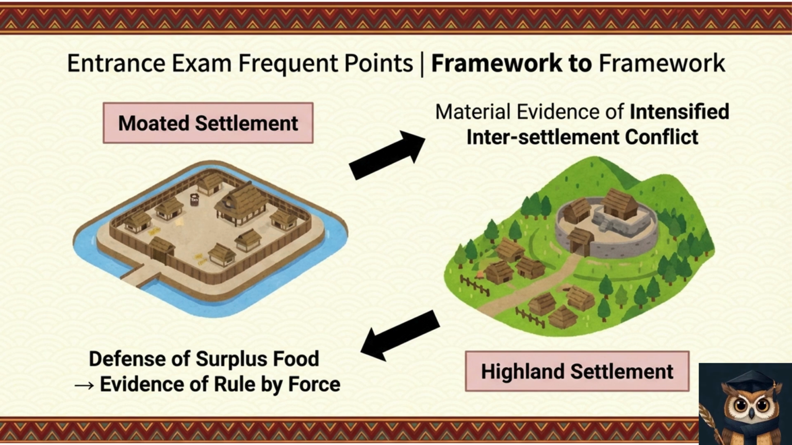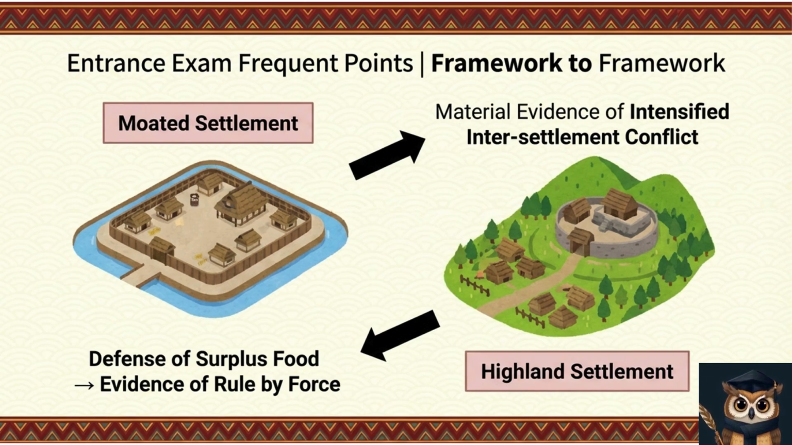Second, highland settlements, in Japanese, kochusei shuraku. As conflict intensified, some communities abandoned flat, agriculturally convenient locations and moved their villages to hilltops and ridgelines. Hilltops are difficult to attack. They offer visibility of approaching threats. But they're inconvenient for farming, further from water, harder to till. The fact that communities made this trade-off, accepting worse agricultural conditions in exchange for security, is powerful evidence of how serious inter-settlement conflict had become.